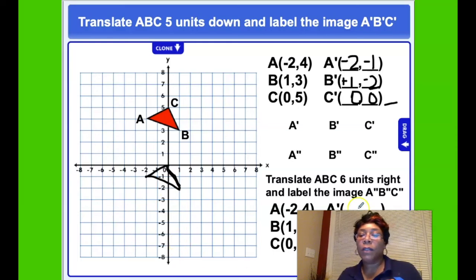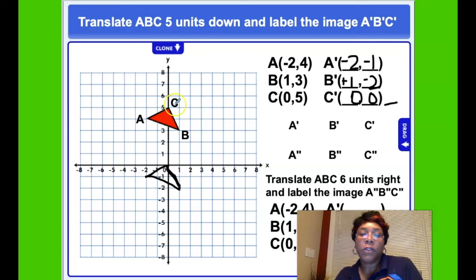This one says translate triangle ABC 6 units to the right and label the image A prime prime, B prime prime, and C prime prime, because we can't use the same one again. So let's go ahead and try that one. Go ahead and get a different color. So 6 units to the right. We're here, so that means we're going to go to the right.